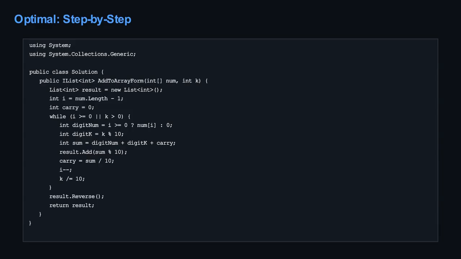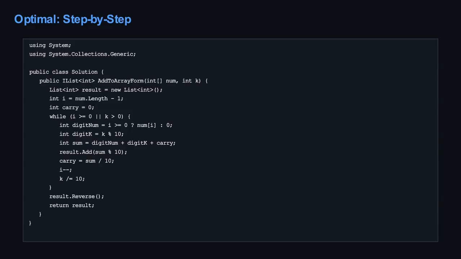Next, i is 2, number[2] is 0. k is 3, so digit k is 3. Sum is 0 plus 3 plus 0, which is 3. Add 3 to result. Carry is 0. i becomes 1, k becomes 0. Now k is 0. The loop continues for remaining number digits.